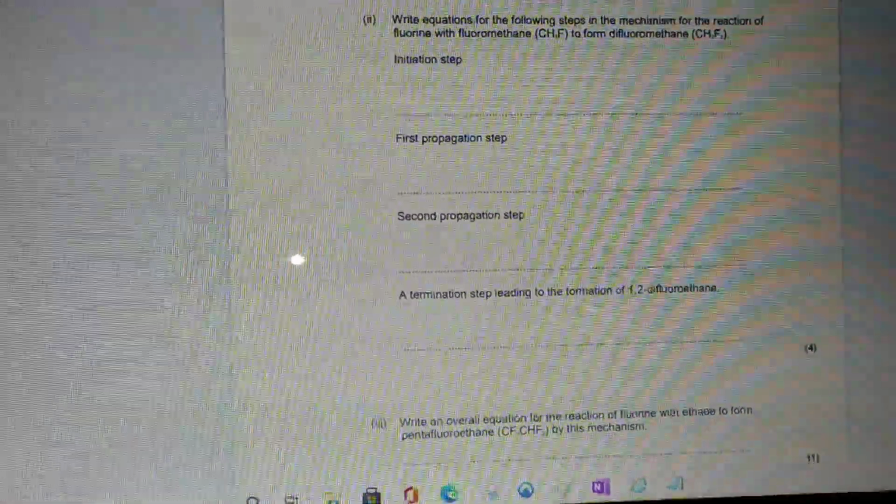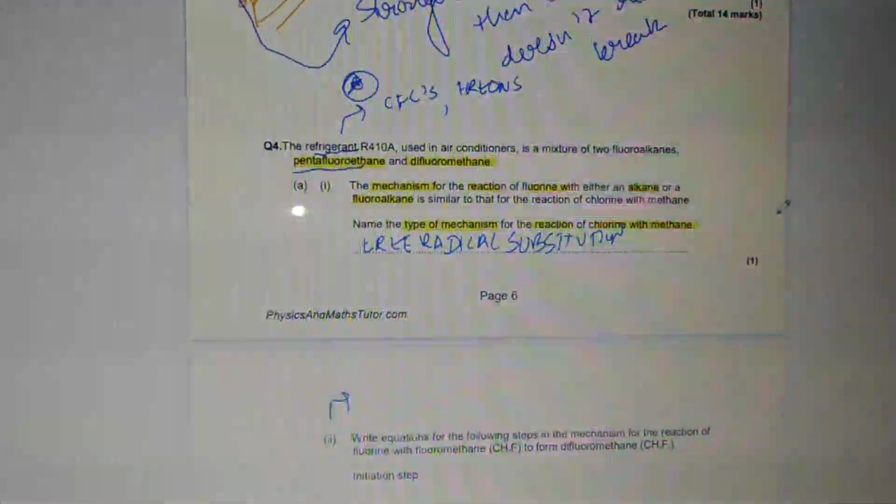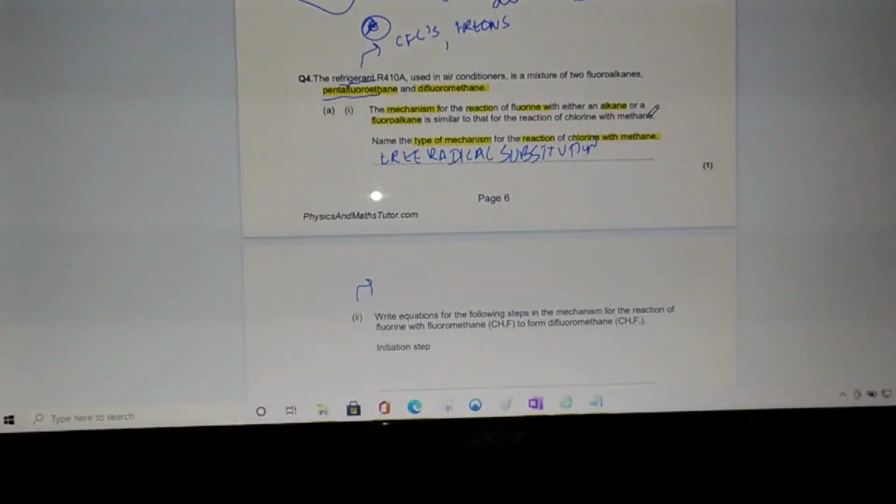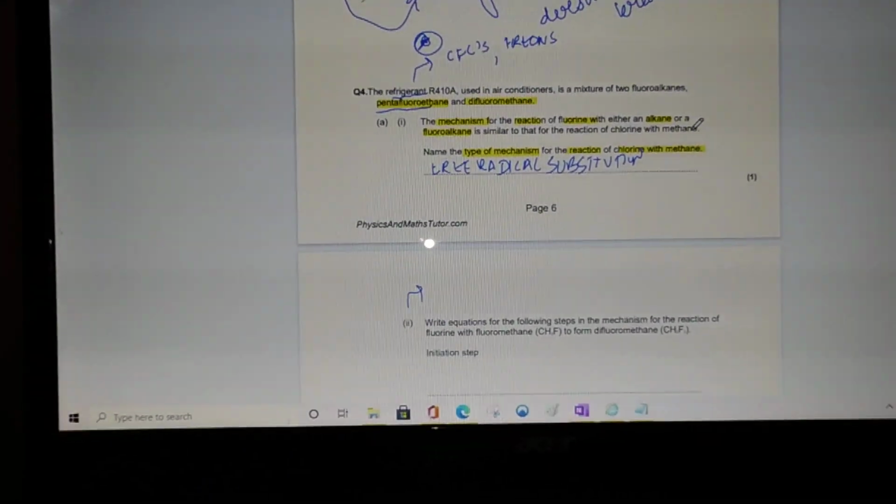So basically, normally in these types of questions, they will ask you to write the type of mechanism. As we know, the type of mechanism is free radical substitution. And that would give you your mark. We did come across similar questions. They'll always ask you in these types of questions, after they say the type of mechanism, to basically state the steps.